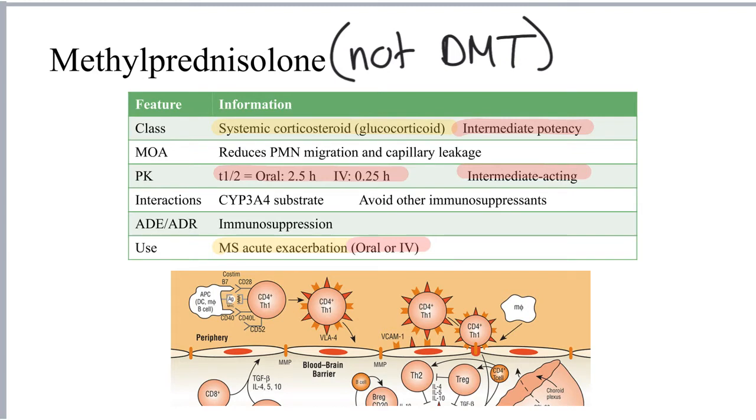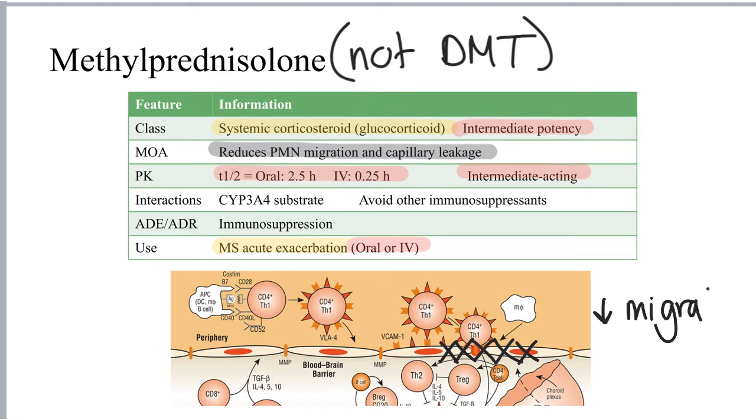Its mechanism in ameliorating an acute exacerbation of MS is that it reduces the migration of polymorphonuclear cells, these are things like neutrophils and basophils, into the CNS or into sites of injury. And it also decreases capillary leakage. Now, capillary leakage is the mechanism that allows these immune cells to get into the CNS in the first place. So by reducing polymorphonuclear leukocyte migration and capillary leakage, you wind up with fewer immune cells in the central nervous system that are able to cause damage.